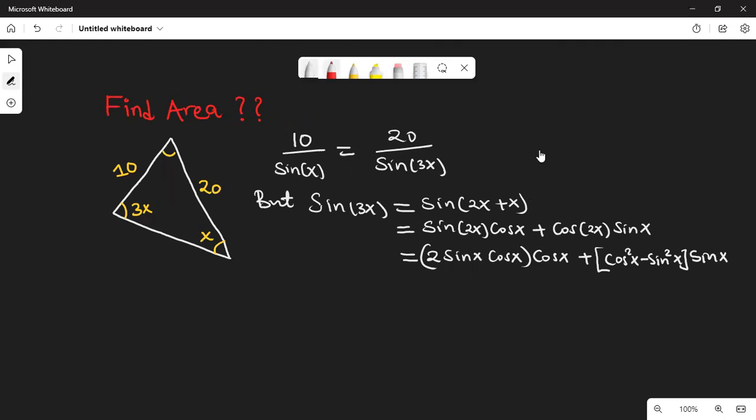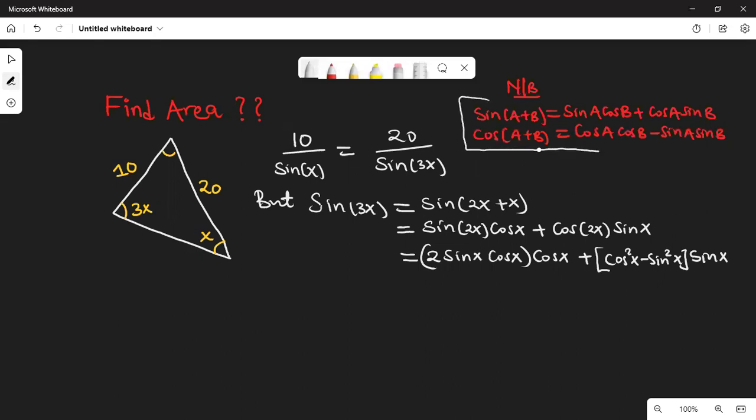For those who don't know the identities, I can write them here. We can write a note. We are using these identities: sine of A plus B is equal to sine A cos B plus cos A sine B. Another identity is that cos of A plus B is the same as cos A cos B minus sine A sine B. So these are the identities that I'm using to be able to express sine 3x in terms of sums or products of sine and cosine of x only.